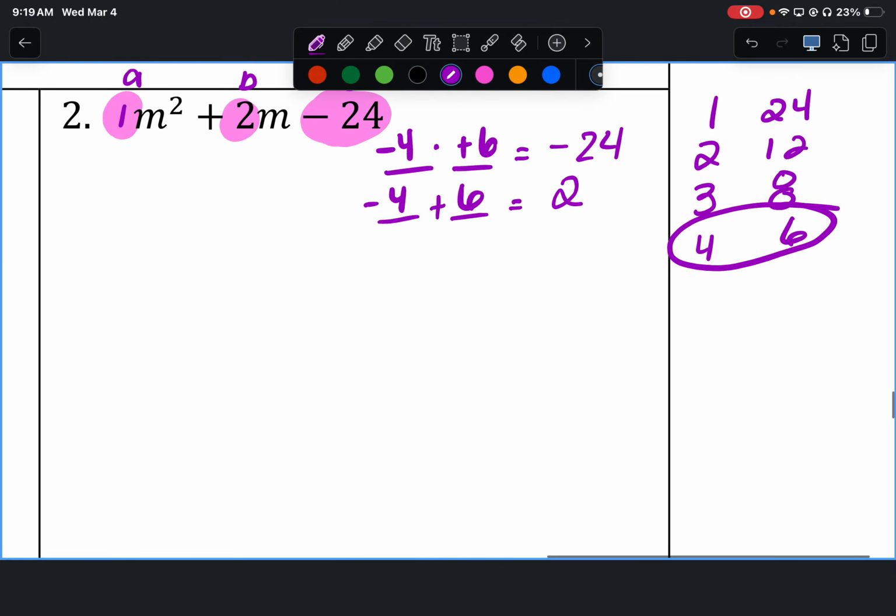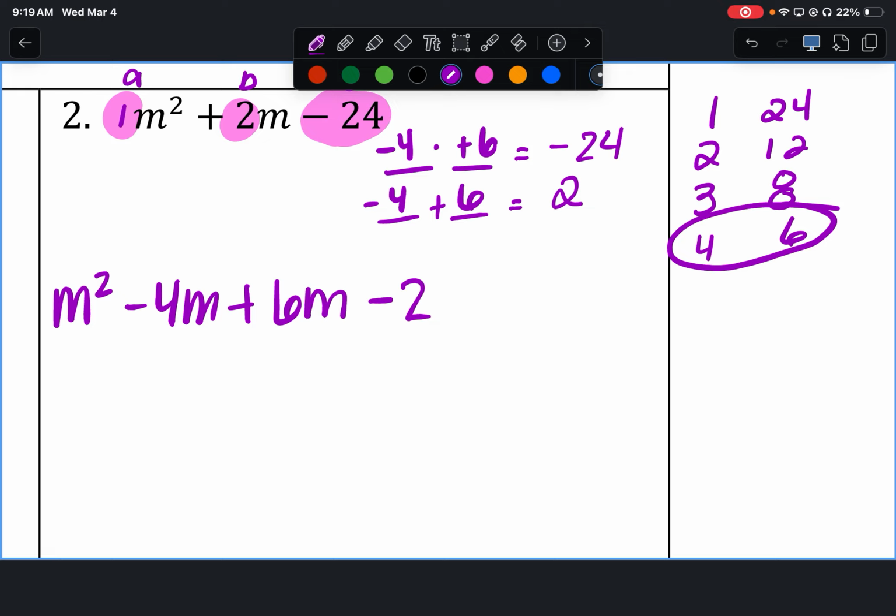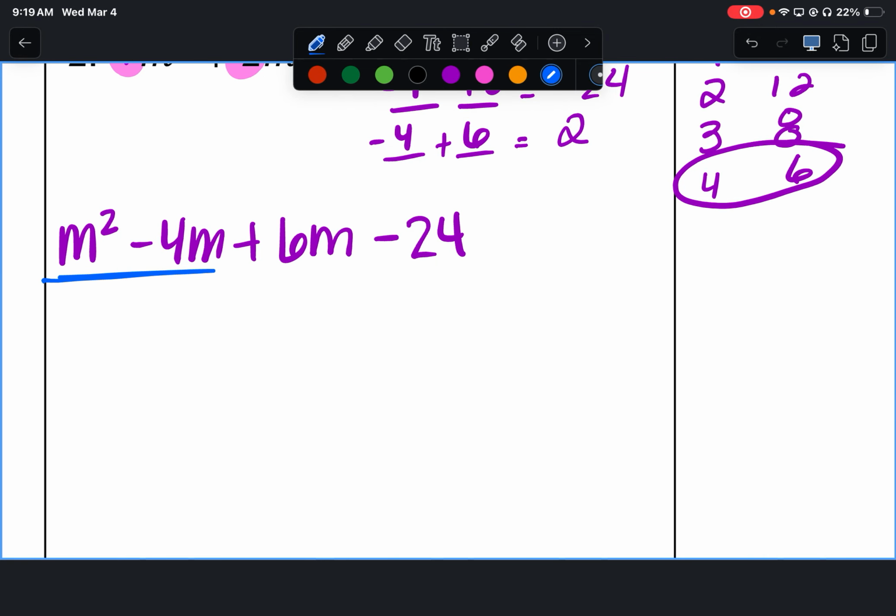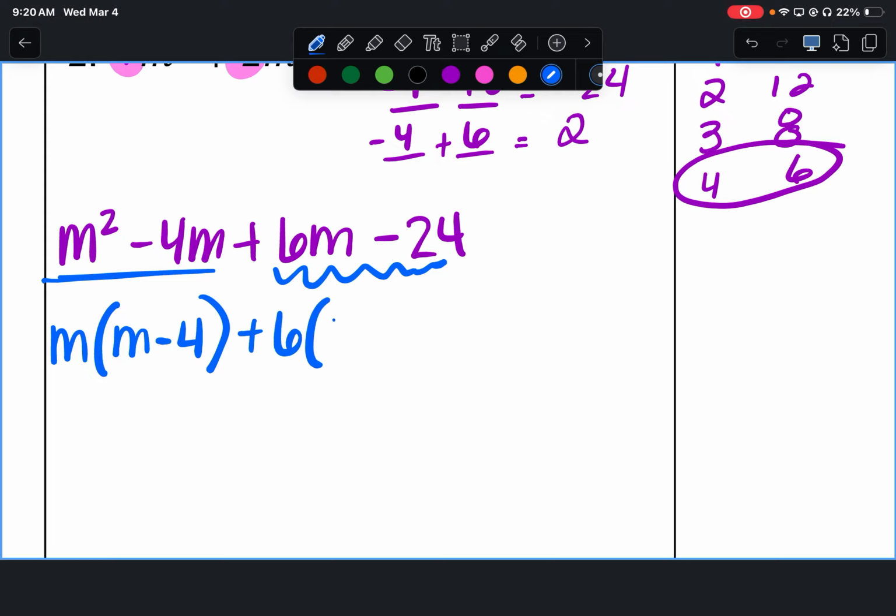Now we're going to rewrite our trinomial: m squared minus 4m plus 6m minus 24. And then we group. If we group the first two, what is their GCF? And that leaves us with m minus 4. If we group the last two, what is our GCF? Which leaves us with m minus 4. What part is the same? And what part's left over?